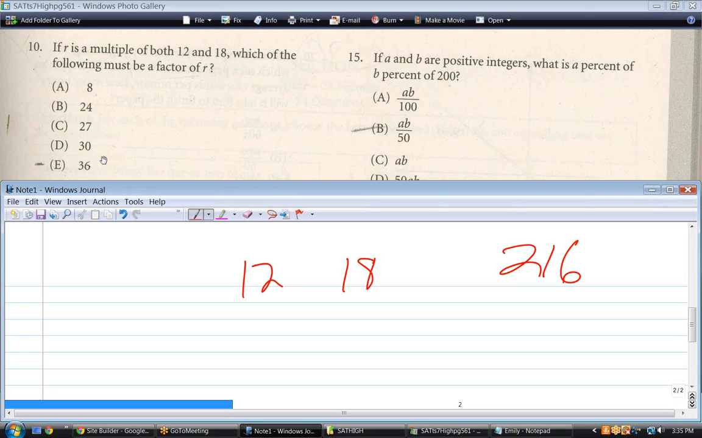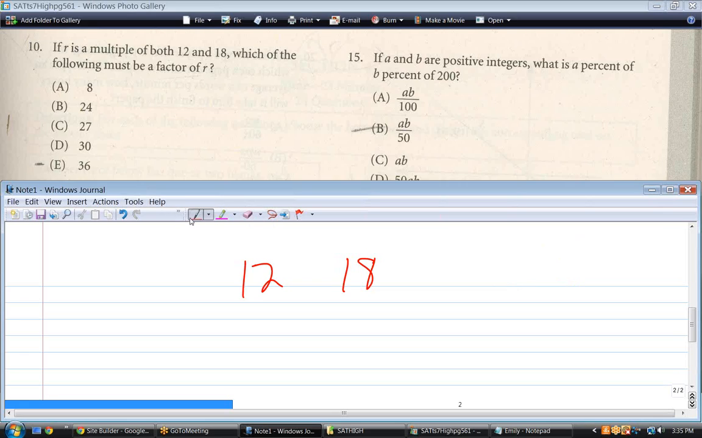Let me see. No. So, that's meaningful. 30 goes into that, doesn't it? No, 27. 27 goes into it, as does 24, and therefore 8. Yeah. Well, let's analyze this a little bit.